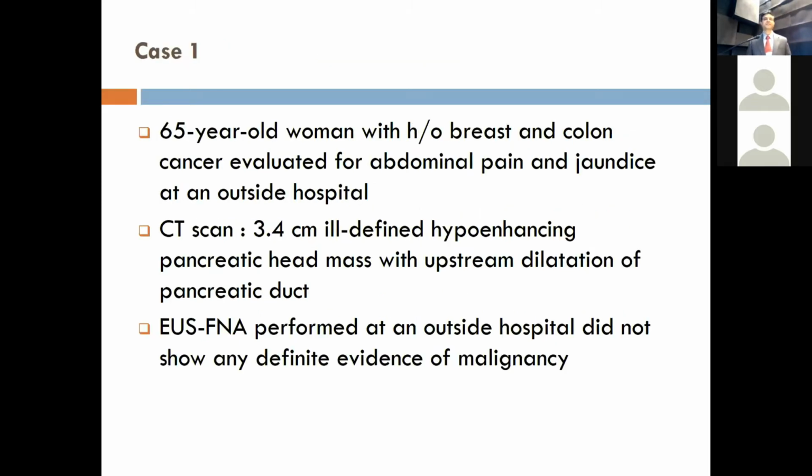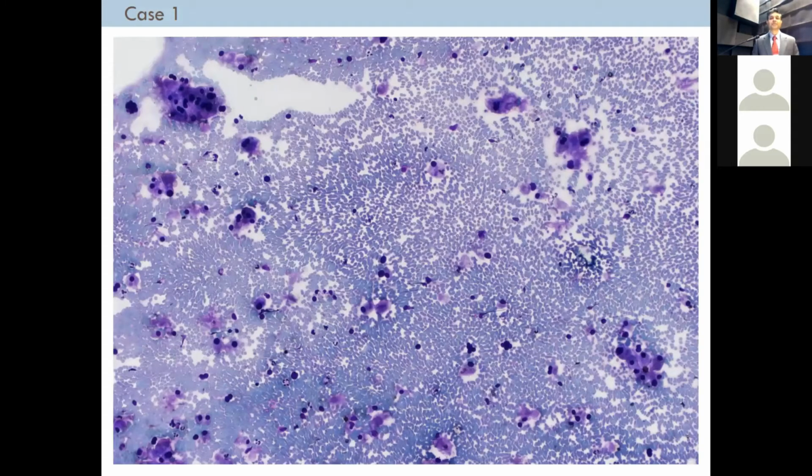So our first case is a 65-year-old woman who was evaluated for abdominal pain and jaundice at an outside hospital. CT scan revealed a 3.4 centimeter suspicious appearing mass. EUS-FNA performed at the outside hospital did not show any definitive evidence of malignancy. The patient was referred to our institution where a repeat EUS-FNA was performed. And this is the low power image of a Diff-Quik stained smear.